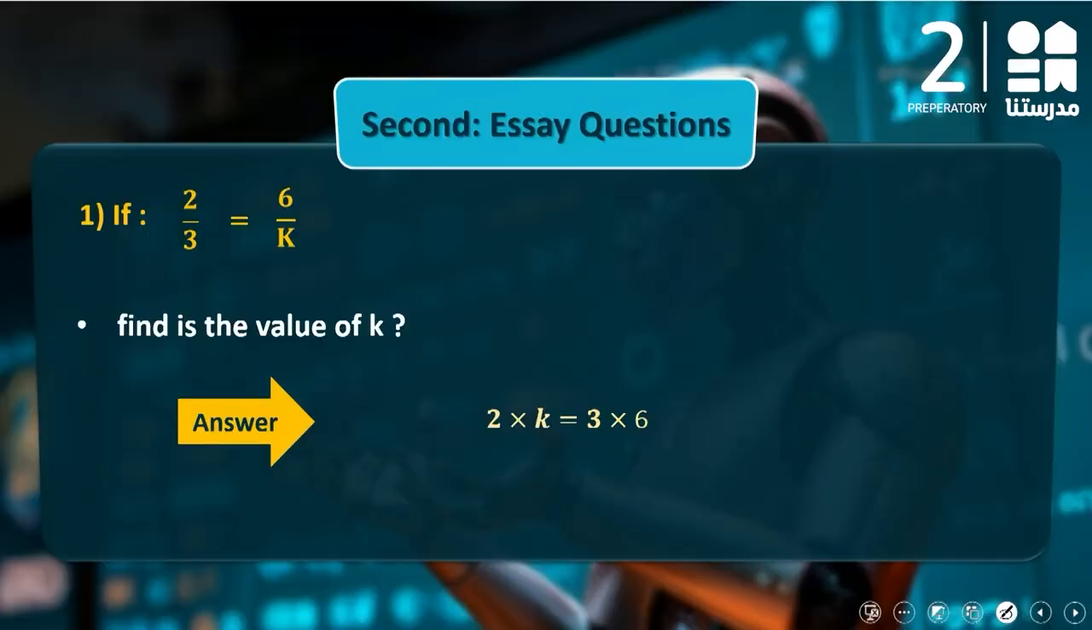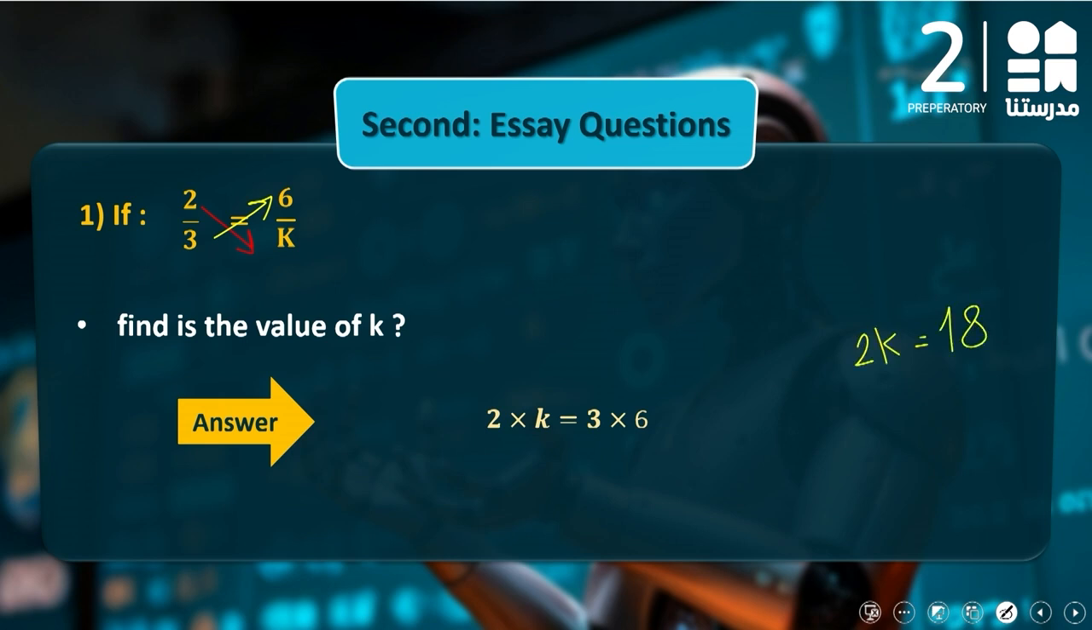Now it's time to solve the second type of questions. We have essay questions. The first question, if we have 2 over 3 equal 6 over k. First, this is a proportion, so we can use cross multiplication to find the value of k. So we have 2k equal 3 times 6. 2k equal 3 times 6 equal 18.